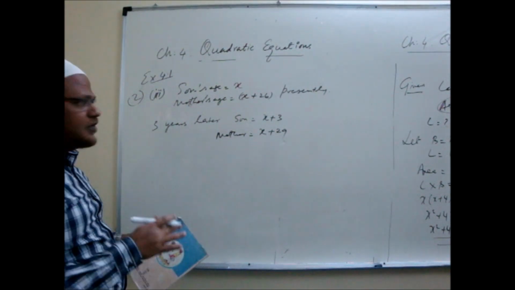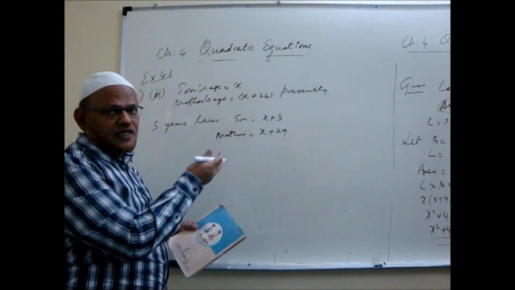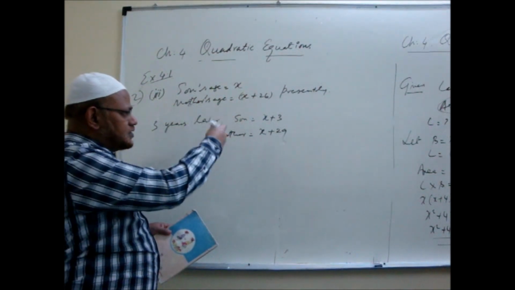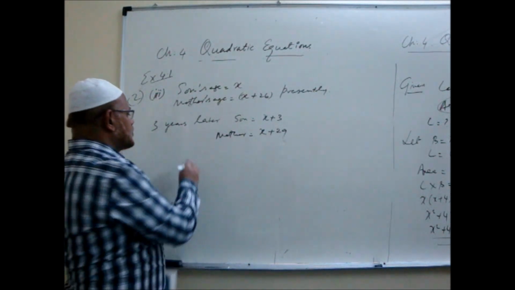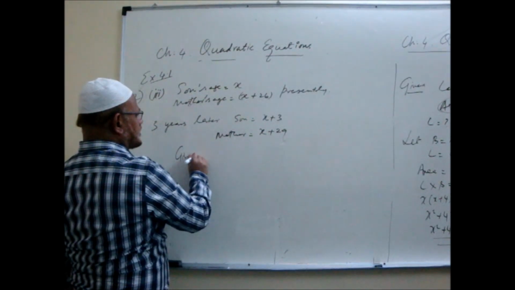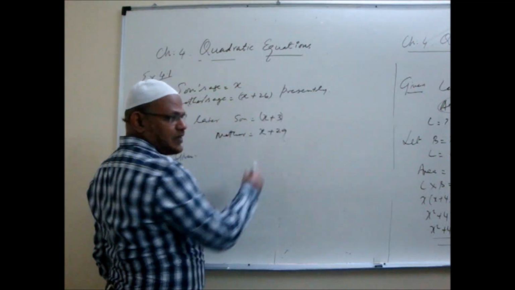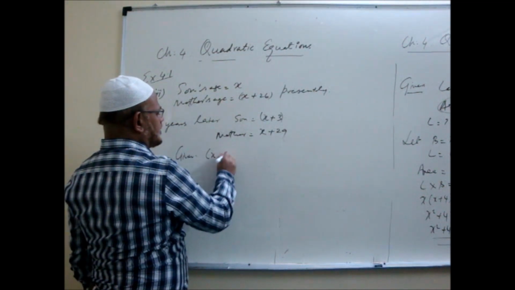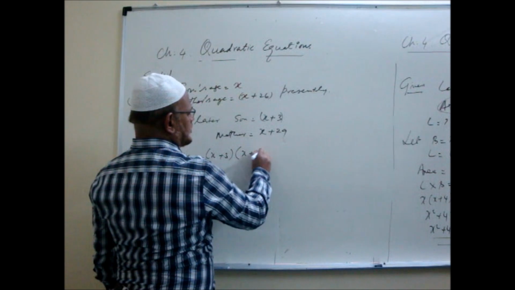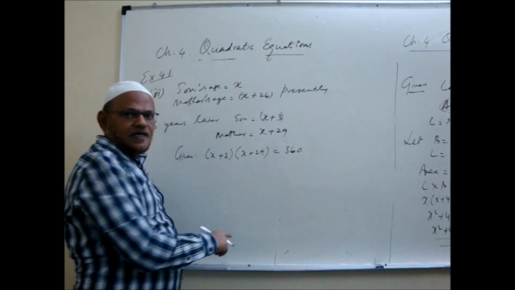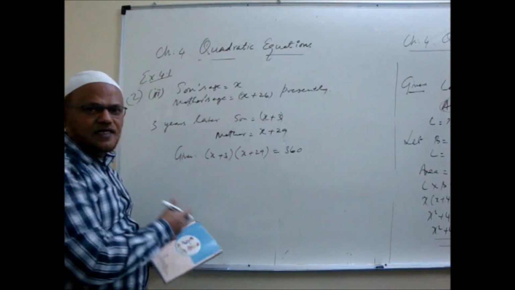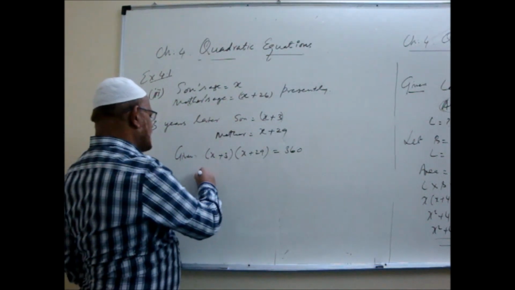The question talks about the product of these two ages, not the present ages. These two ages' product, they have given 360. So as per the question, if I multiply these two ages, the product becomes (X plus 3) times (X plus 29) equals 360. This is completely multiplied. Make it quadratic, write it in the standard form.